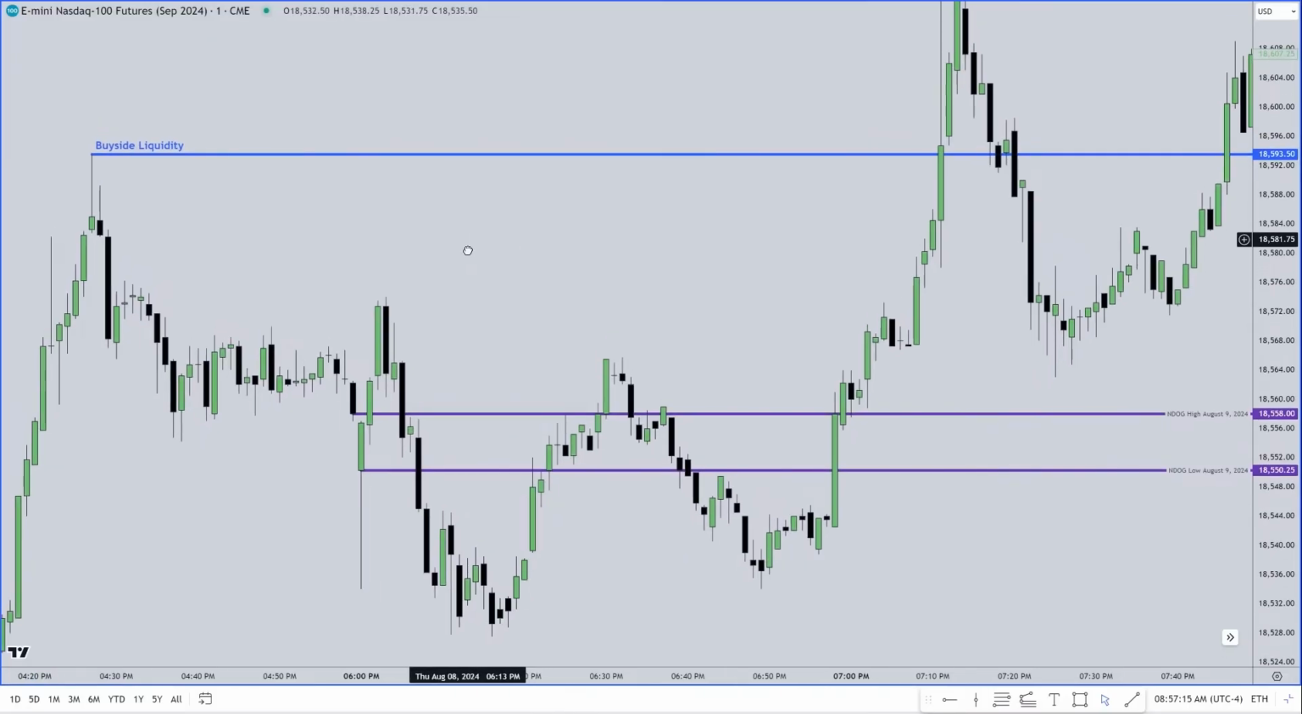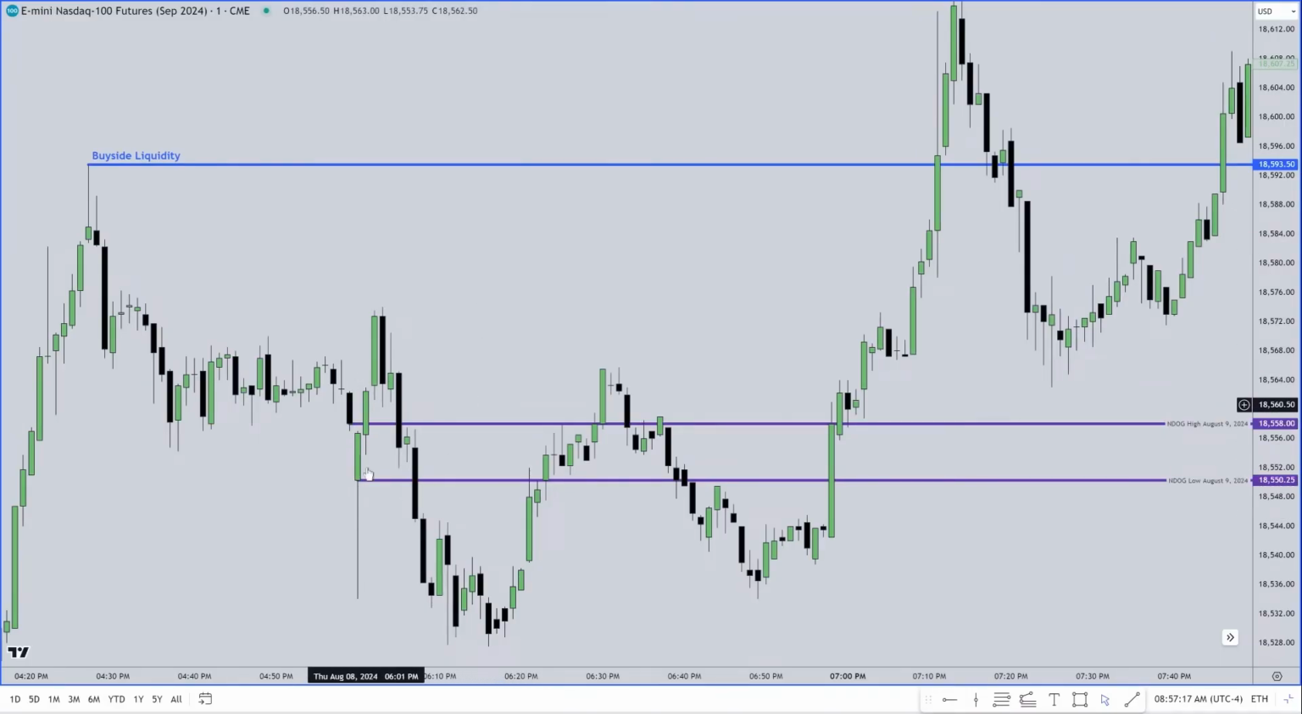Okay, so now we have the market that opened at 6 o'clock. We traded above a short-term high. You can annotate that as a minor buy-side liquidity pool. It drops down, takes out this low. You can annotate that as a minor sell-side liquidity pool. But what you're waiting for is you want to see price do two things. You want to see it leave the new day opening gap. You want to see it cross over it and go below it.